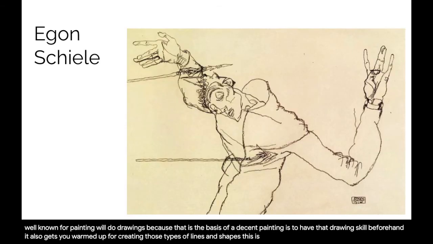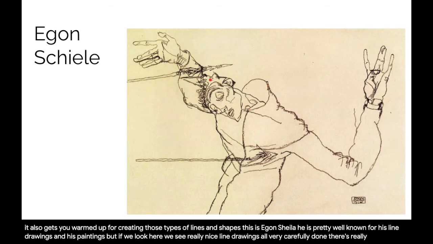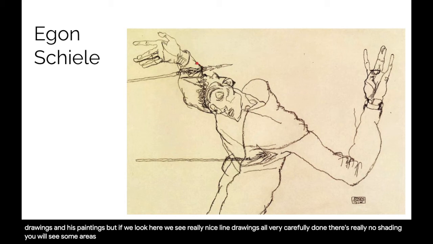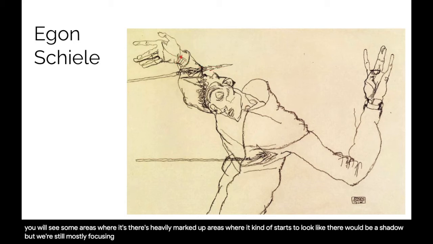This is Egon Schiele. He is pretty well known for his line drawings and his paintings, but if we look here, we see really nice line drawings, all very carefully done. There's really no shading. You will see some areas where there's heavily marked up areas where it kind of starts to look like there would be a shadow, but we're still mostly focusing on those edges of objects, edges of lines, any deep wrinkles, all those curves.